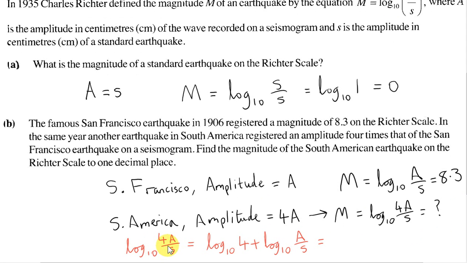Now we can use one of our laws of logs to rewrite this as log to the base 10 of 4 plus log to the base 10 of A over S, because we have a product here. We have 4 times A over S. The log of a product gives us the sum of the logs of the factors of the product. So the factors are 4 and A over S. So we have log of 4 plus log of A over S. Now we'll have to calculate log to the base 10 of 4. But we know what this other thing is. We know that this thing is 8.3.